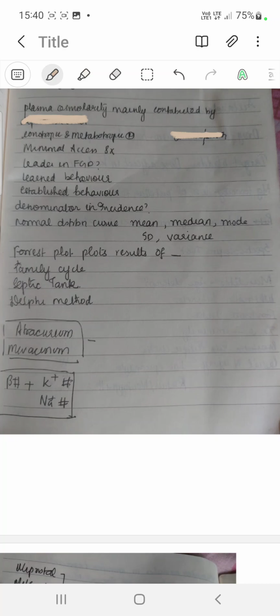So formation, that means marriage occurs. Extension, first child. Complete extension, second child also. Contraction, first child went. Complete contraction, second child also. Dissolution, first spouse dies to the second spouse dies.